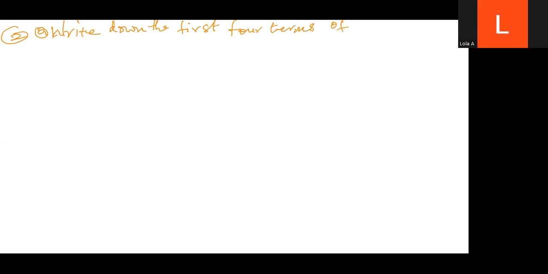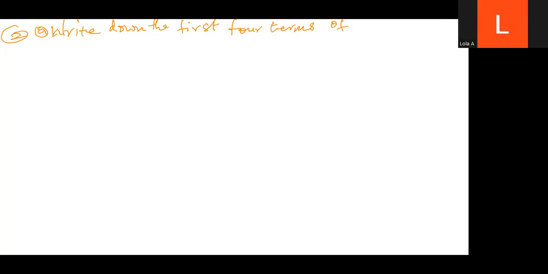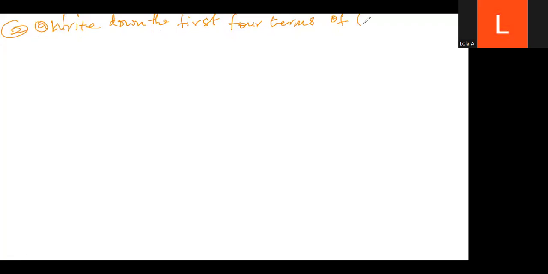So question 2. This one says, question 2A, write down the first 4 terms of (2 plus x over 5) all raised to the power of 10. That's question A.